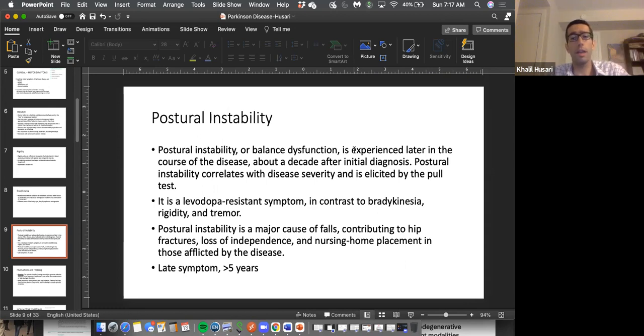Why? Because the patients will fall, fractures, loss of independence, and so on. Unfortunately, it's a levodopa-resistant symptom. So Sinemet will not work for postural instability. The only thing that works is perhaps physical therapy here, because we think of it more as a brainstem phenomenon rather than a basal ganglia or substantia nigra one. So that's why it doesn't really respond to treatment.